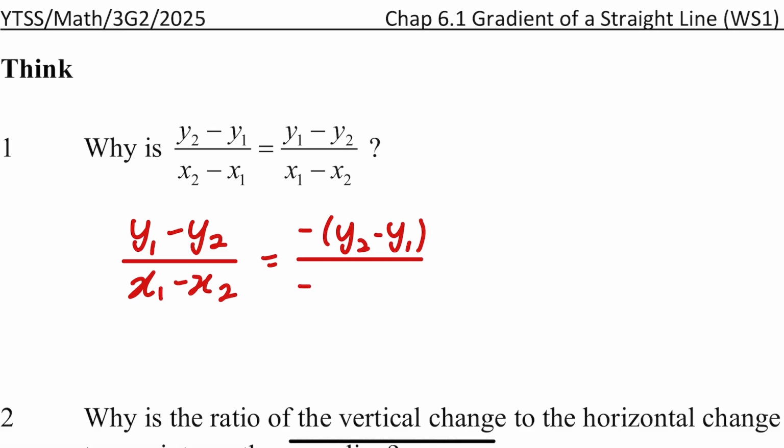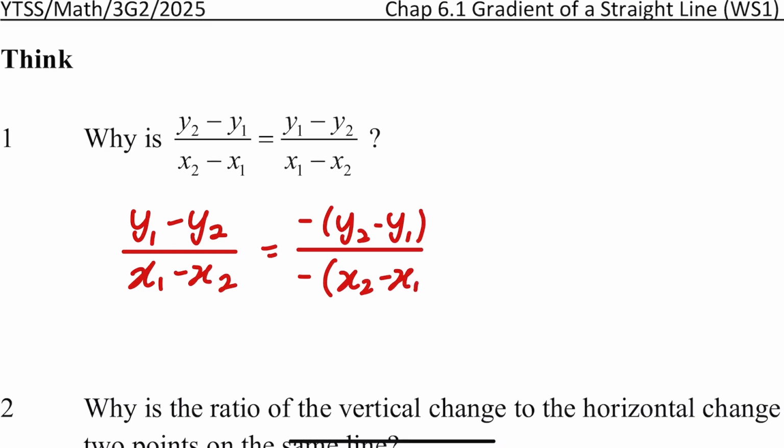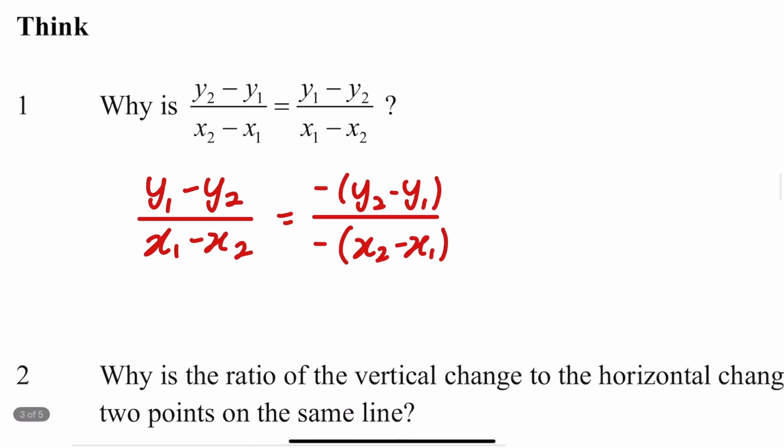For the denominator I also factorize out a negative sign. Negative x1 will become x1, and negative x2 will become positive x2, so this will become x2 minus x1. And the negative 1 on my numerator and denominator can cancel out. Therefore, this is the same as y2 minus y1 over x2 minus x1.